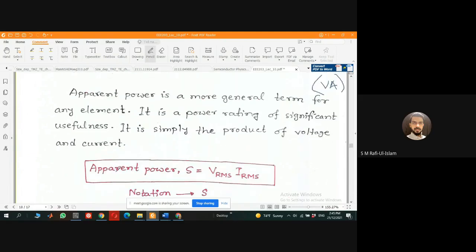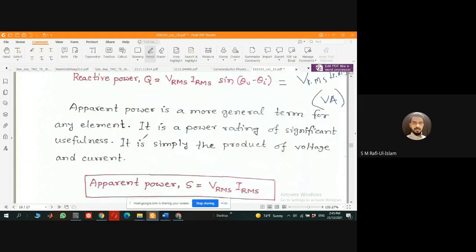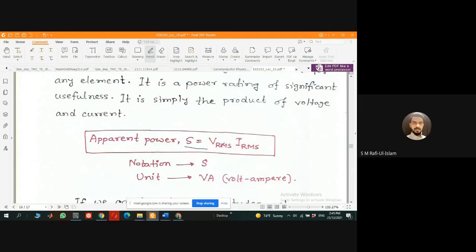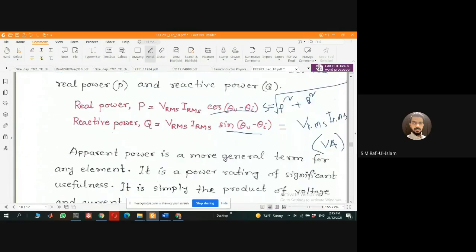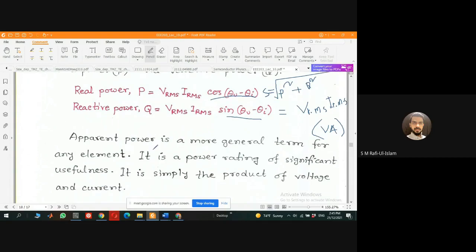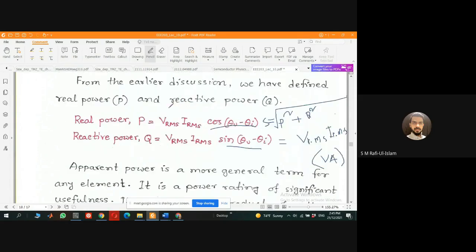So we have already seen that the apparent power is nothing but the multiplication of V RMS and I RMS. But there is no cosine or sine term, because the cosine and sine terms give us the real power and the reactive power. If I discard these two terms, using this relation we can get the apparent power. So can we write down real power equal to S cos? Apparent power plus reactive power, perfect.